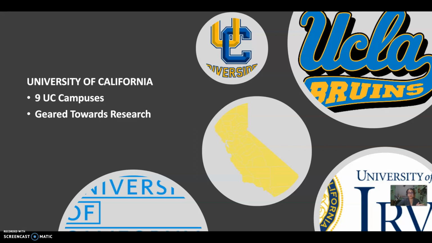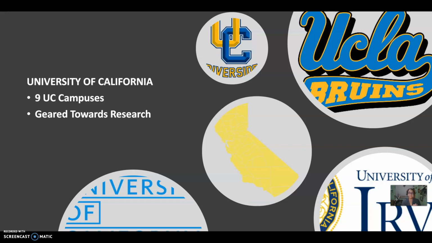Okay, so UC. I'm going to go over the IGETC for the UC. The University of California system has 9 UC campuses. They are geared much more heavily towards research, so they want to give their students practical experience engaging in research.